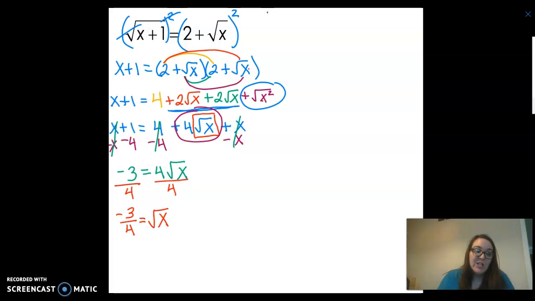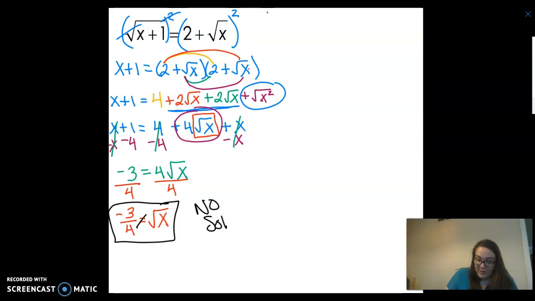I don't even have to continue. We talked about this on the last set of notes, that a square root cannot ever equal a negative number. So a square root of just an x cannot ever equal a negative number. So I can actually, on this specific question, stop right here if I want to and say no solution. It is not going to work. That square root of x cannot equal a negative.